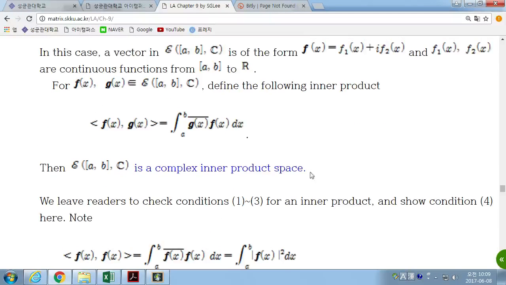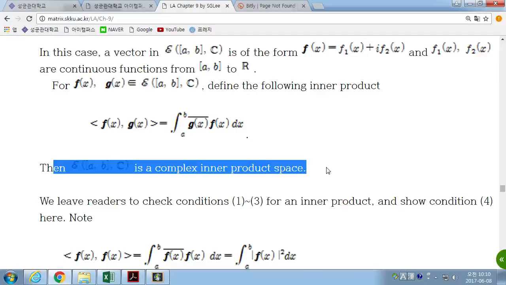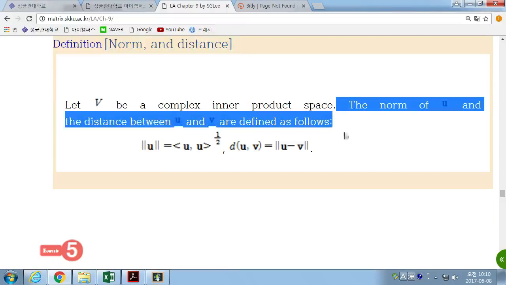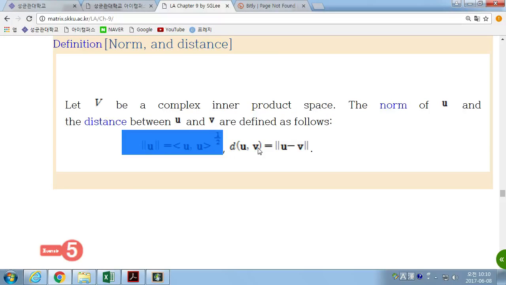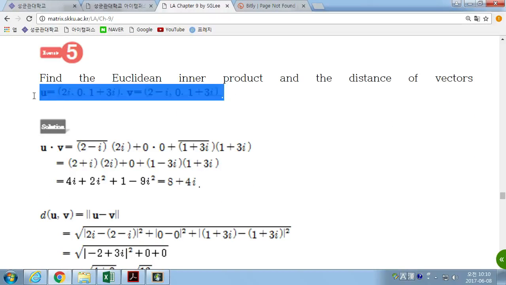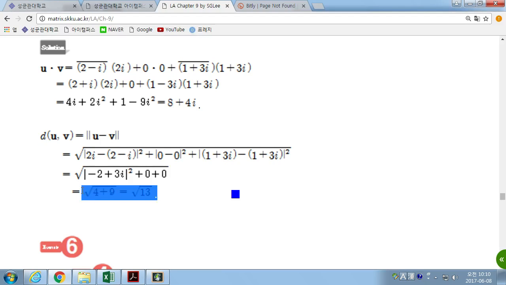So this forms an inner product space. This is very important. Now we have a complex inner product space on the complex functions. From those, we can define norms and distance. Norms get defined similarly, and distance is defined similarly, like what we did before. For example, we have two vectors in C2, and we can define the Euclidean inner product of these two vectors like this, and the Euclidean distance on this.